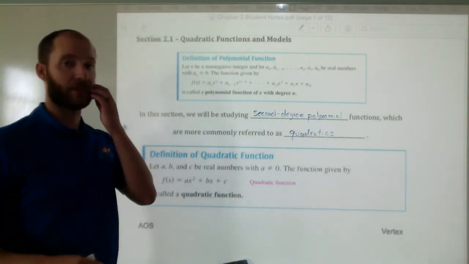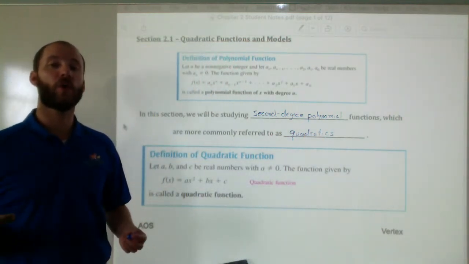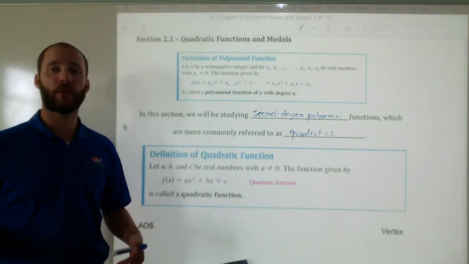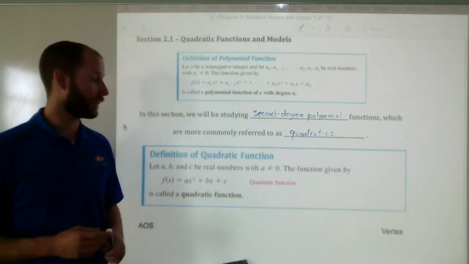And you should have gotten some exposure to these in Algebra 1, a whole lot in Algebra 2. So what we're looking at you should be familiar with, but we're going to be going into a little more detail for some of it.